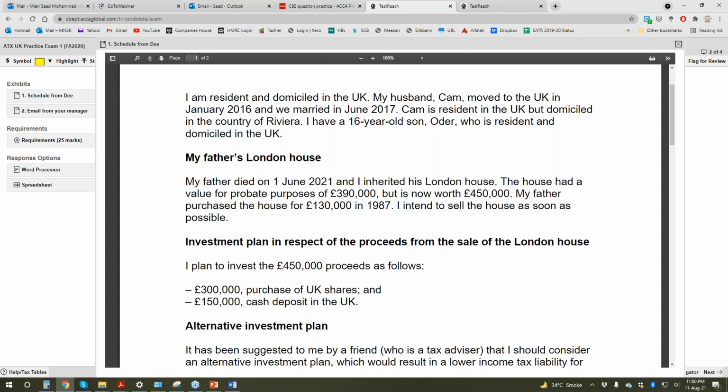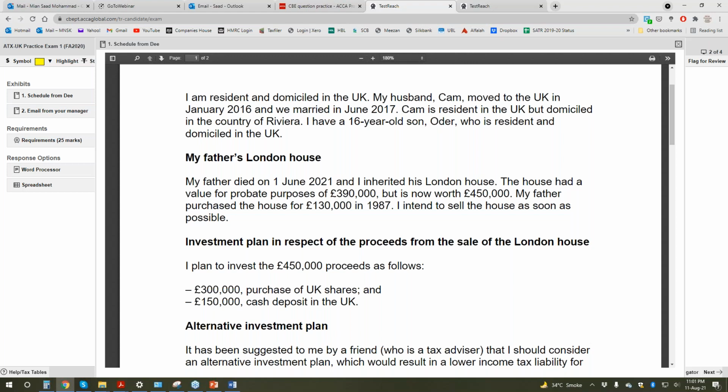Now the proceeds will be 450,000. I intend to sell the house as soon as possible. That's fine. Investment plan in respect of the proceeds from the sale of the London house. I plan to invest the 450 proceeds as follows: 300,000 for purchase of UK shares and 150,000 for cash deposit in the UK.